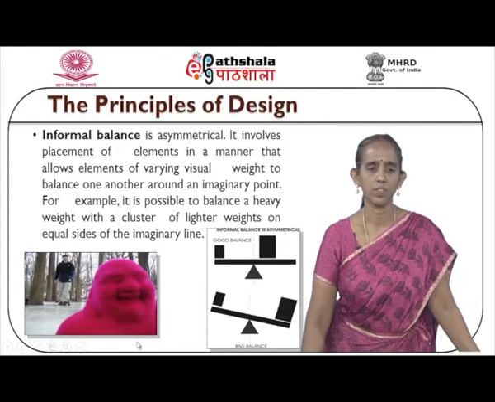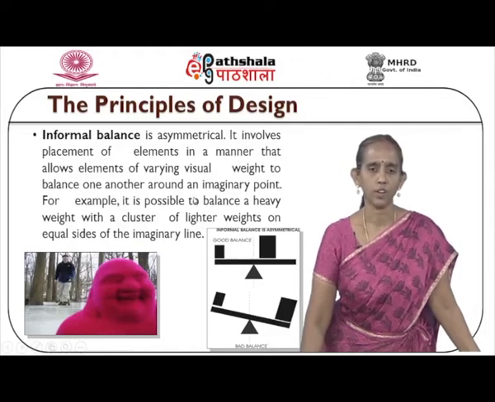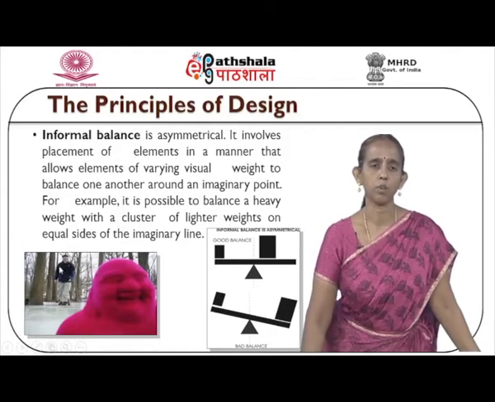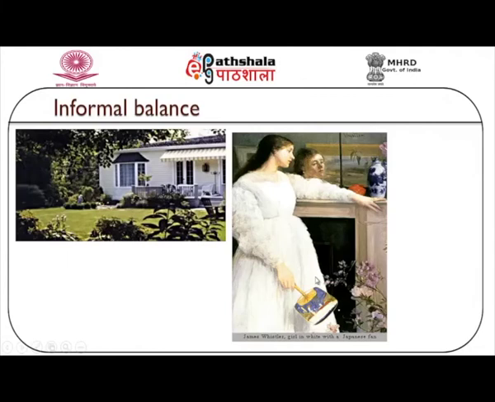Here we can see that there are two different objects. One object is placed in the front and another object placed at the back, but there is no balance between these two objects with respect to the weight as well as the size of the object that is being shown. For example, it is possible to balance a heavy weight with a cluster of lighter weight objects. So in this example, a heavy weight object is represented in the front and a cluster of lightweight objects are represented at the back, so that it is possible for them to perform some kind of informal balance in the visual. So this is another interesting design principle.